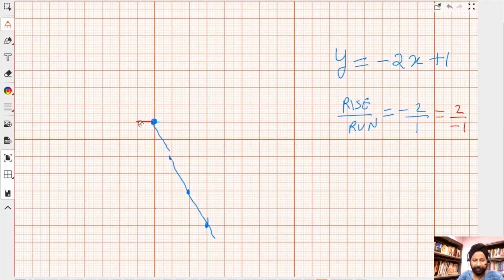Run backwards and then you rise two steps. Isn't it the same line? Right? One step back, two steps up. It's the same line. You don't get any different. Anything not clear, you tell me.